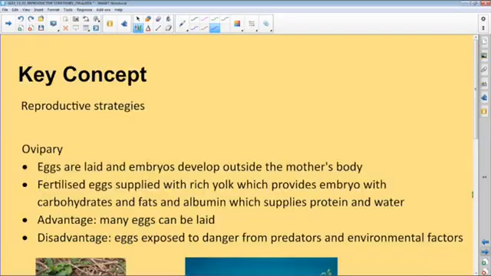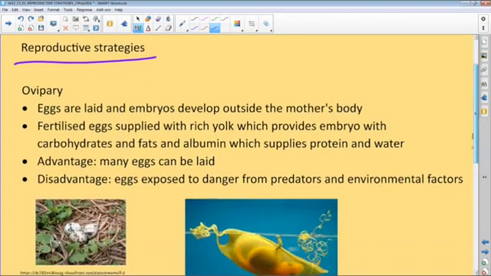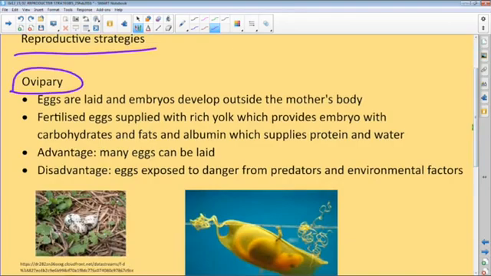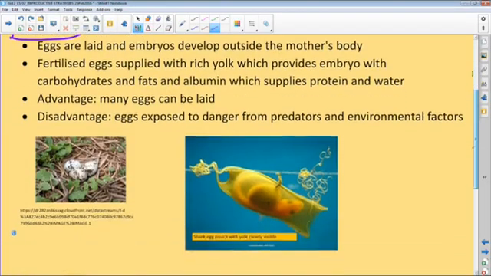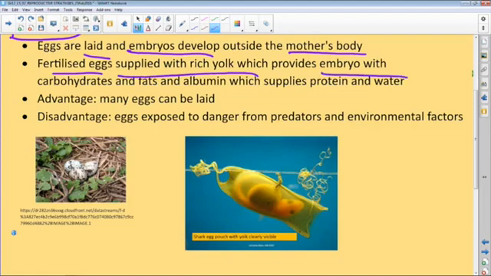Next one. I want reproductive strategies, but what I want to have a look at is ovipary. Okay, that means you lay eggs. Now let's have a look at them. Here we go. You know them. Okay, it's eggs laid and a membrane develops outside the mother's body. In other words, it's soft, and as they lay it becomes a little bit harder. Okay, fertilized eggs supplied with rich yolk, which provides the embryo with carbohydrates, fats, albumin, which is a protein, and water. Very important. Water's got to be in there.